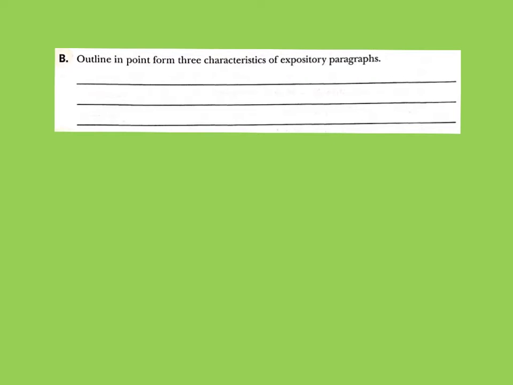The next question asks you to outline, once again in point form, the 3 characteristics of an expository paragraph. So these ones don't need to be numbered. They could just be point form with bullets or dashes. This can be found in exercise number 68, which is on page 83. And if you look on page 83, there are actually 3 numbered characteristics that they give you that you could put into point form.